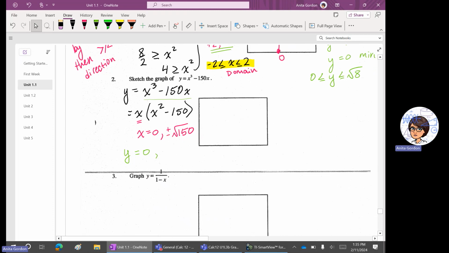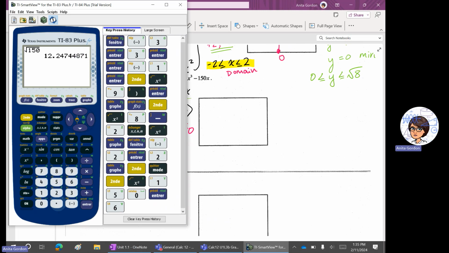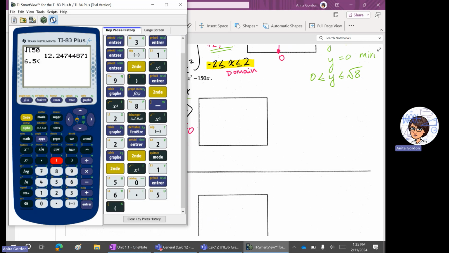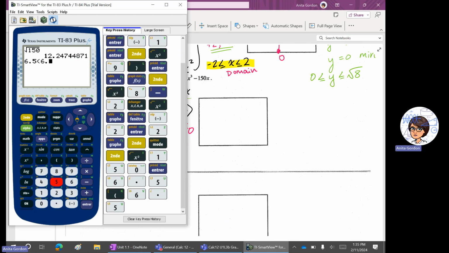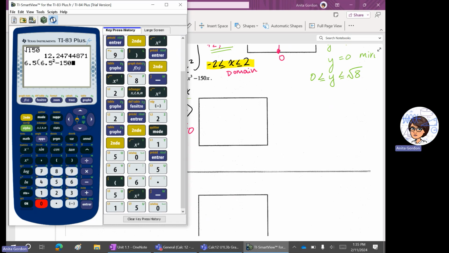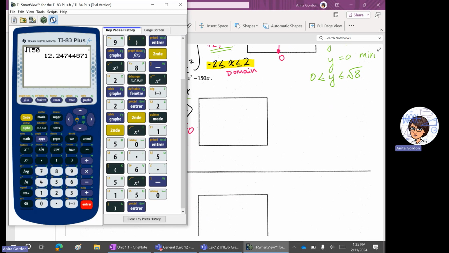So let's see. What if I put 6.5 into this function? What am I going to get? 6.5 bracket, 6.5 squared minus 150. Close the bracket, hit enter. Okay, so we have a vertex somewhere in the 700s. So let's choose a y value that's a little bit lower. I'm going to go to 750.